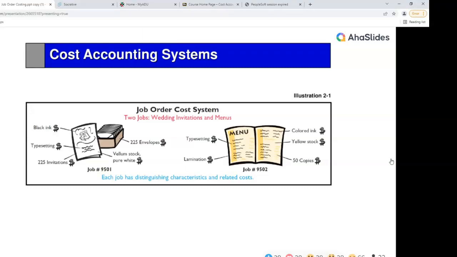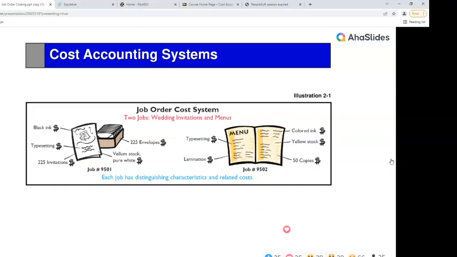And in comes a job, and that job is wedding invitations. Okay. And there are going to be 225 envelopes. They want a particular kind of stock. They want particular ink. They want the typesetting. And they want 225 of them. I give that job a number, 9501.